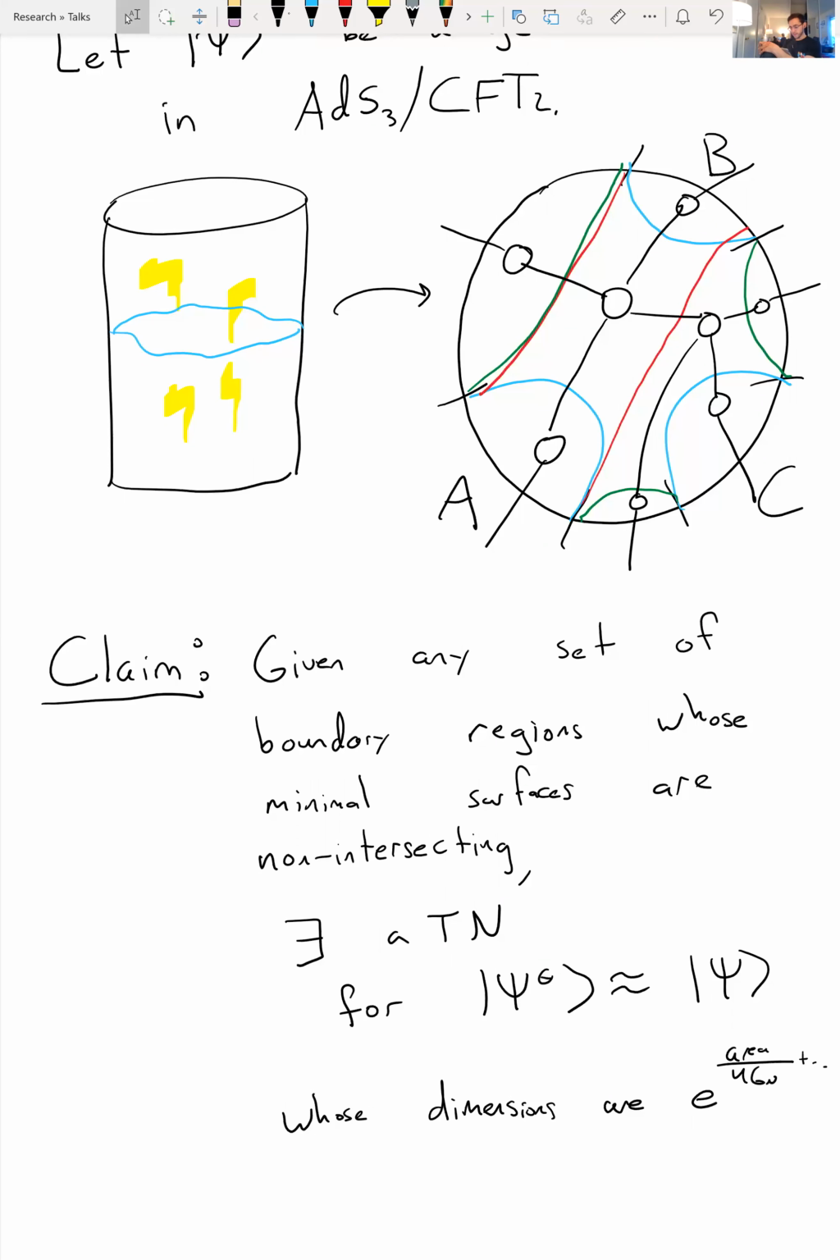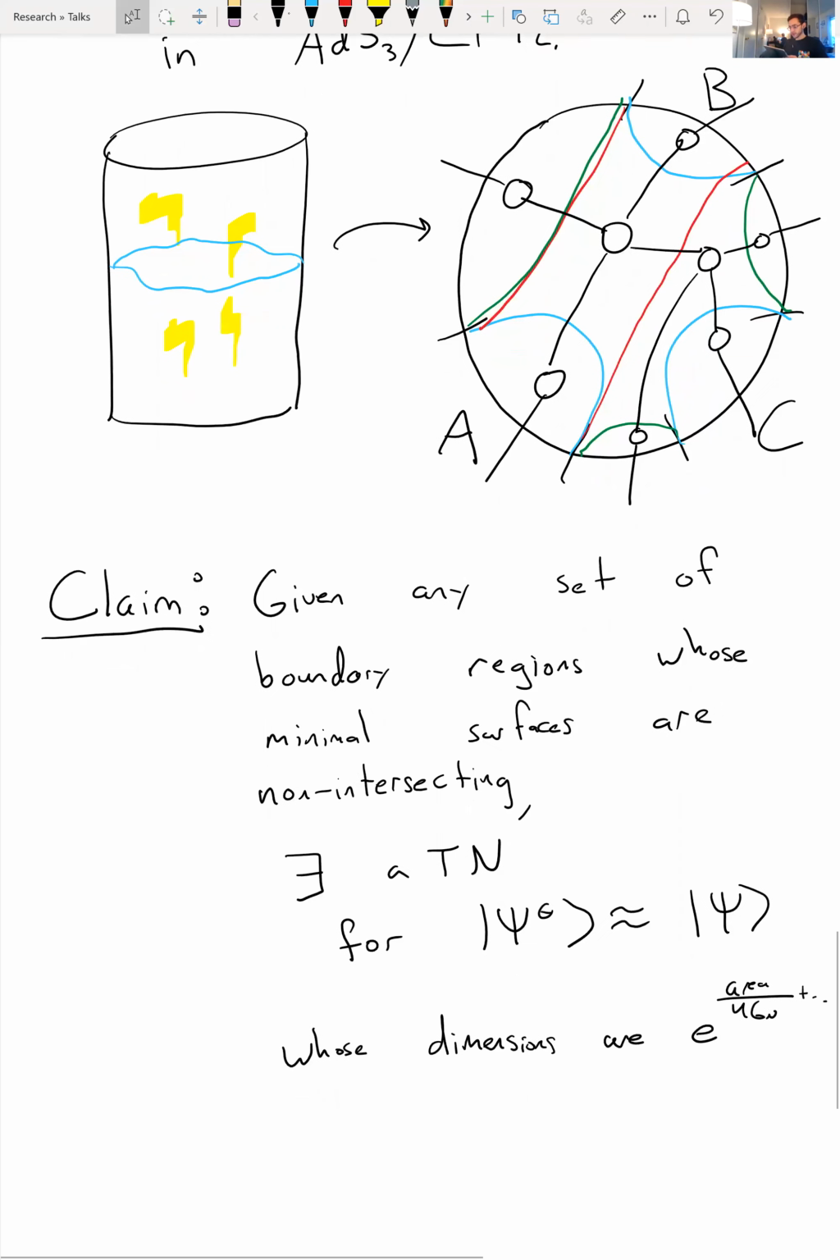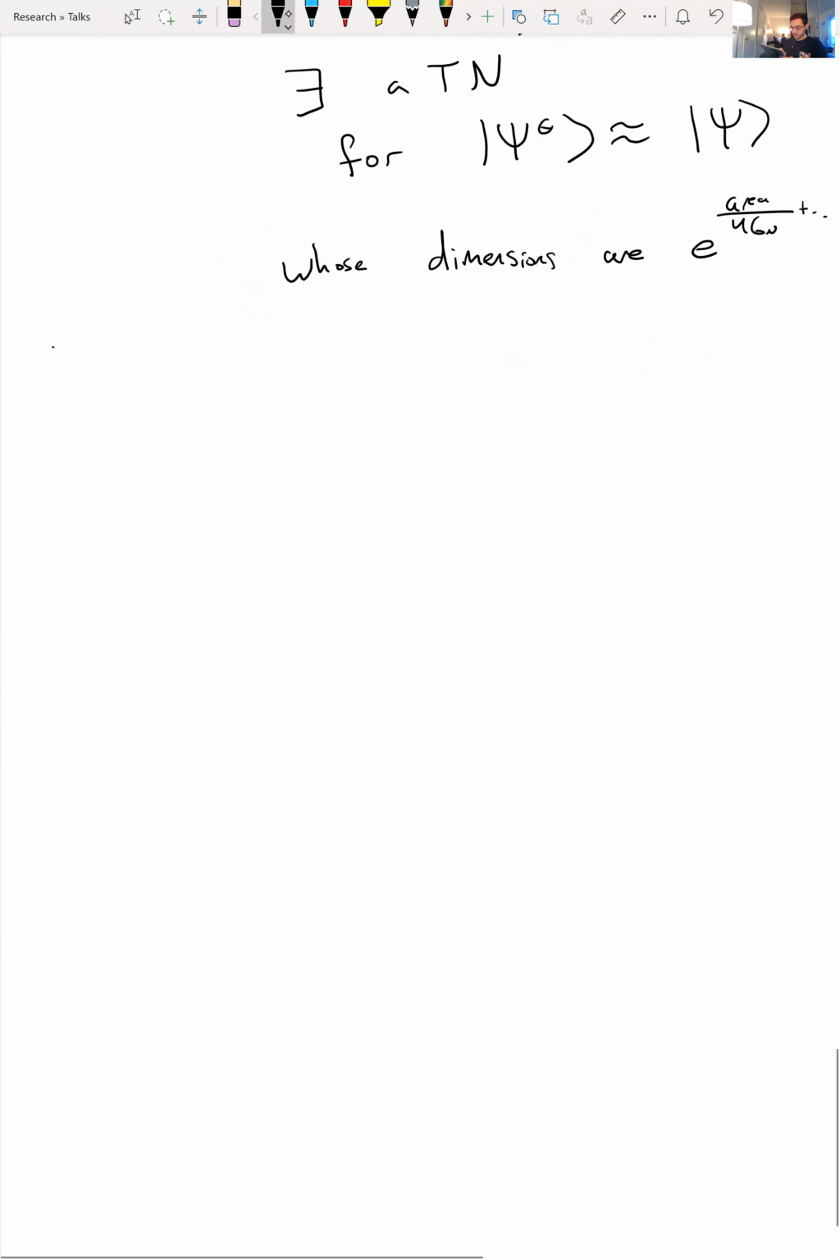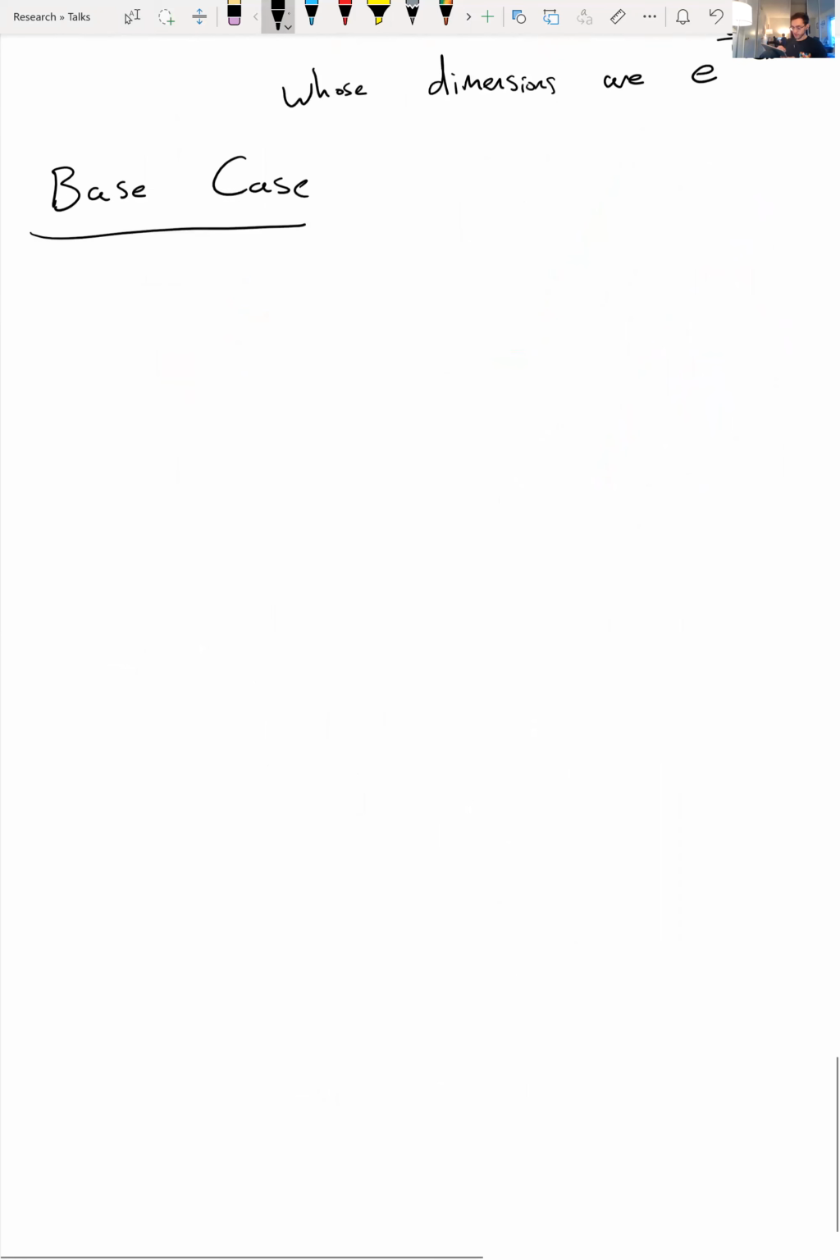So this is the main claim. This is, I think, a partial answer to why tensor networks are such faithful representations of interesting features of holographic quantum gravity. So I'm not actually going to talk in detail about this general case. What I am going to do is give you a complete description of the base case, which is where I have only one entropy that I'm trying to represent.